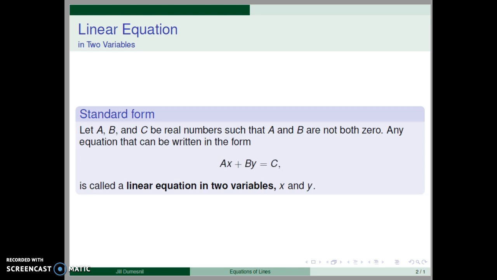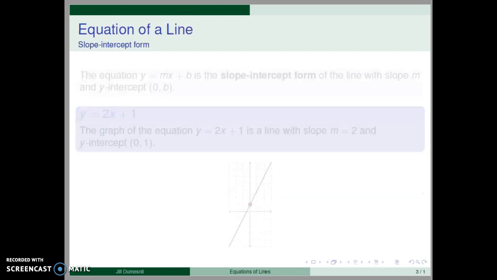A linear equation in two variables, x and y, is any equation of the form ax plus by equals c, where a, b, and c are real numbers, and the numbers a and b are not both 0. We will consider different forms that the equation of a line may take.